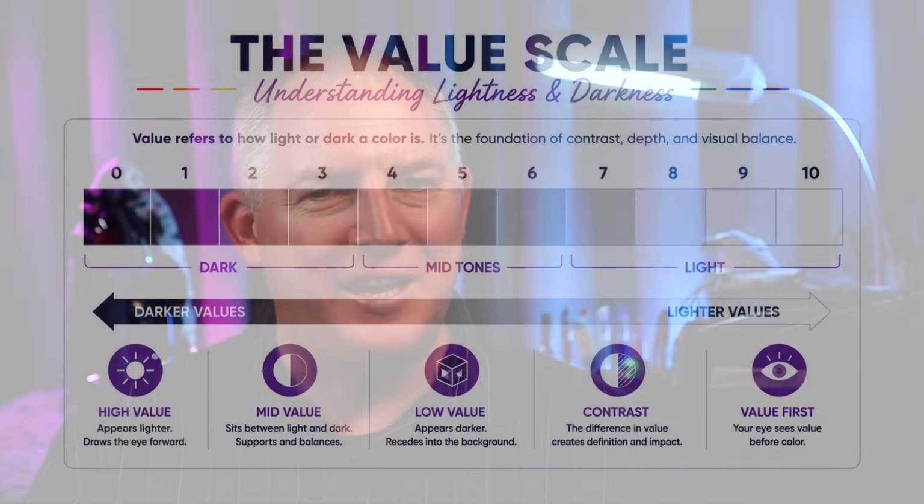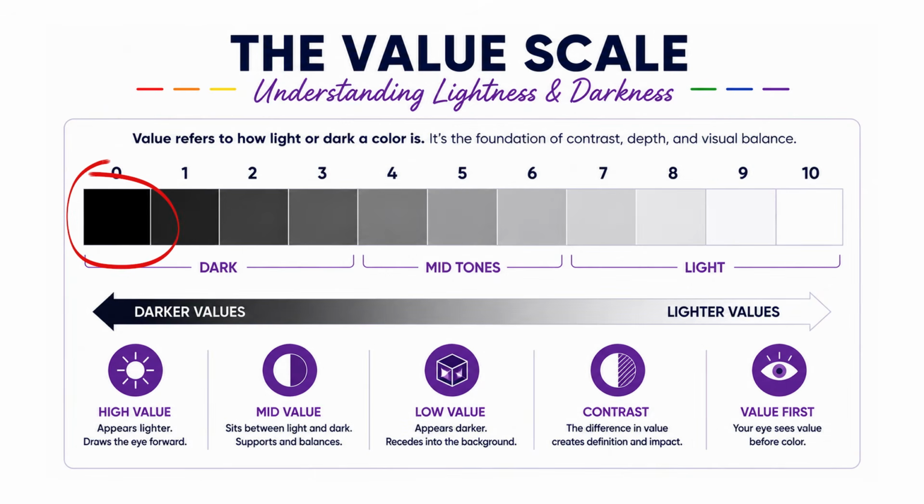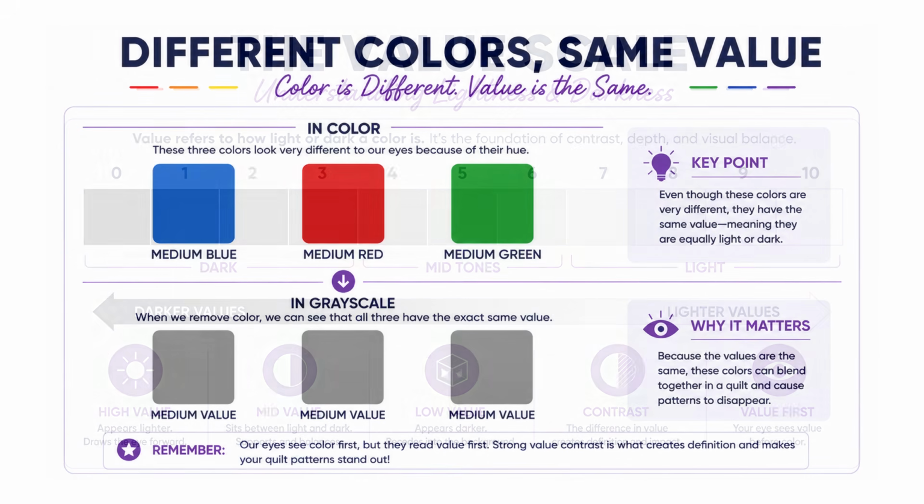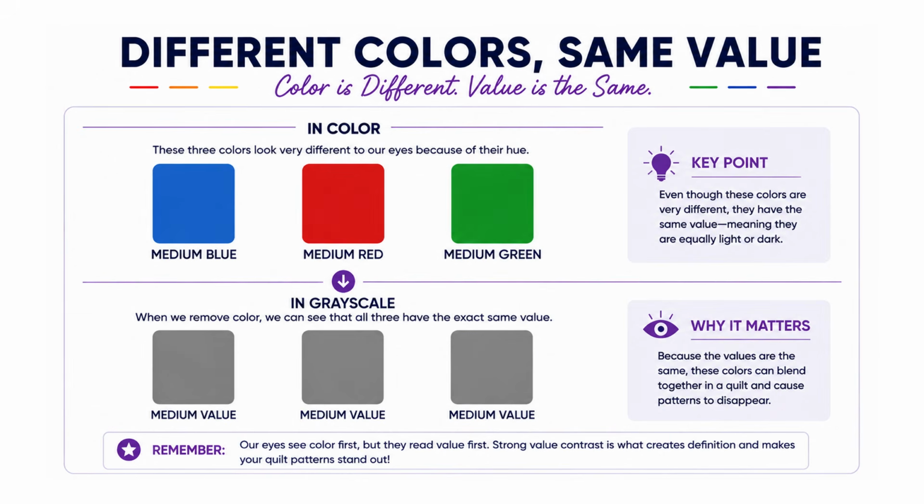Now, when artists and designers talk about value, we're simply talking about how light or dark a color is. That's it. Black has a very dark value. White has a very light value. Gray sits somewhere in the middle. But here's where things get interesting. Completely different colors can actually share very similar values. For example, you can have a medium blue, a medium red, and a medium green. While these colors are obviously different, they may all appear almost identical in brightness.